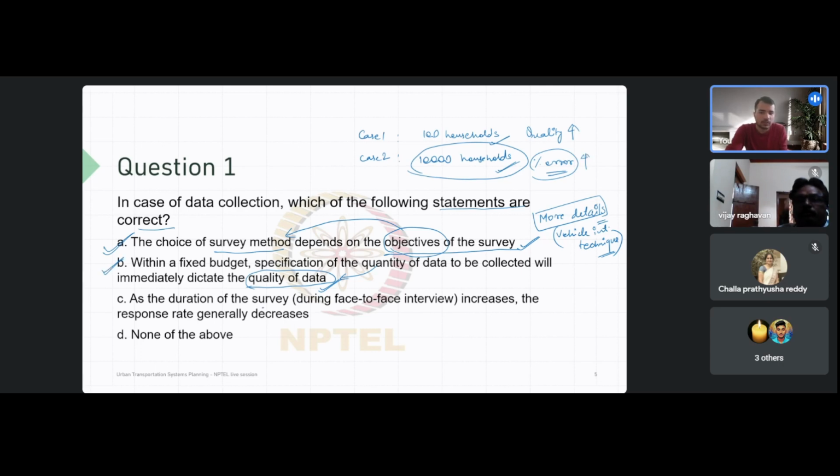Next, as the duration of the survey during face-to-face interview, or we can also say home interview, increases, the response rate generally decreases.